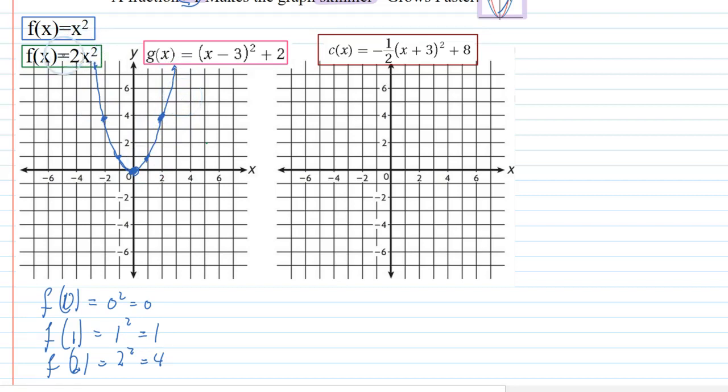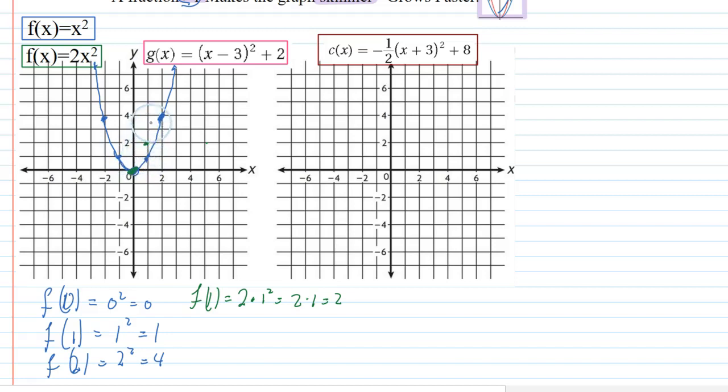Now, what if I put that multiplier in front? I have an a term of 2. Well, I just told you that's going to make it grow more quickly. Nothing's changing with the vertex. There's no adding or subtracting. It's 0, 0. So if I have f of 1, that's going to equal 2 times 1 squared, which is 2 times 1, which is equal to 2. See how it was only supposed to go to the right 1 and up 1, but I have a multiplier, so it went up 2.